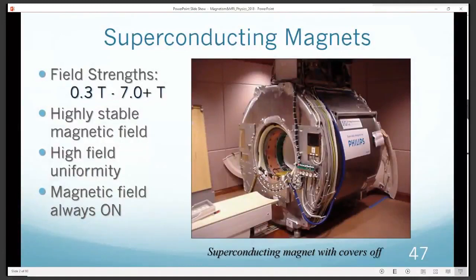This is what a magnet looks like with its covers off. The field strengths of these superconducting magnets range from 0.3 to 7 Tesla. All the ones over about 1 Tesla are going to be superconducting. These magnets are always on. In order to work and repair the magnet, if something's wrong with it, you have to discharge the magnet using your power supply and taking the current out of the magnet.